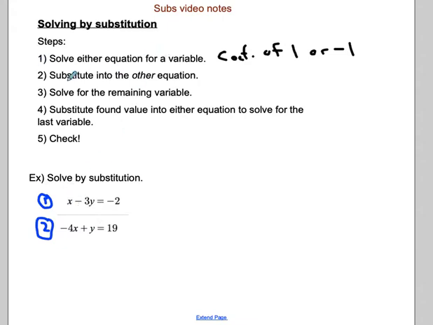So get a variable alone, then substitute it into the other equation. That's the key word here: you have to make sure that you're going into the other equation. If you plug it into itself, the equation is going to blow up. So you always have to take one and put it into the other. That's what substitution is all about.